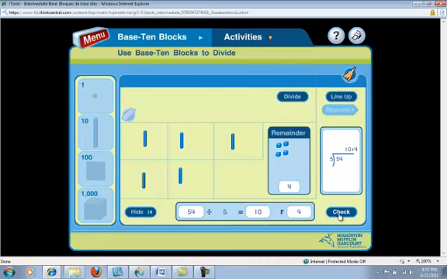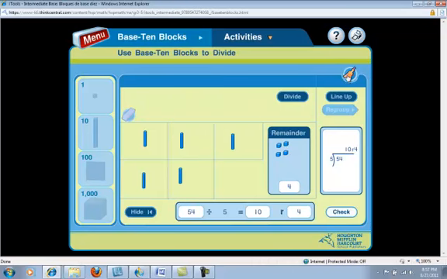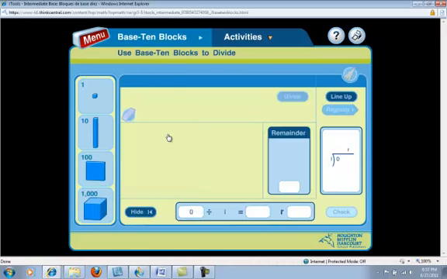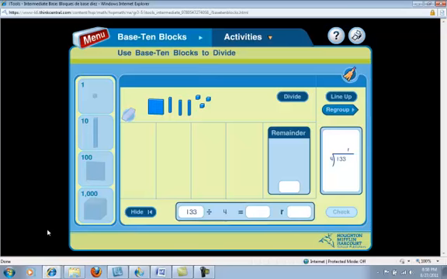Now let's check and see if I'm right. Correct. Now I'm going to click this broom to clear everything. Now let's do a harder one. Let's do 123 divided by 4. Notice my problem here is now 133 divided by 4. And over here I have 133 divided by 4. And here I have my 1, 2, 3, 4 groups.